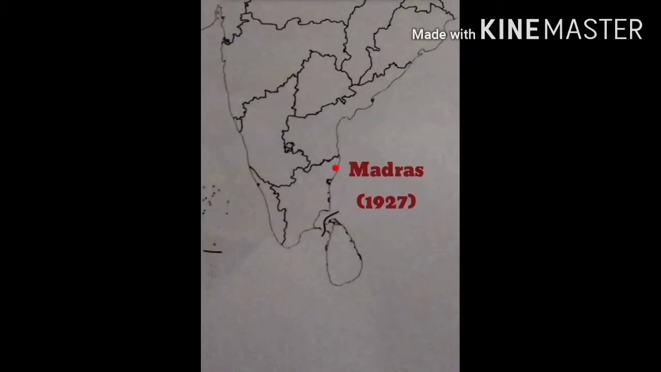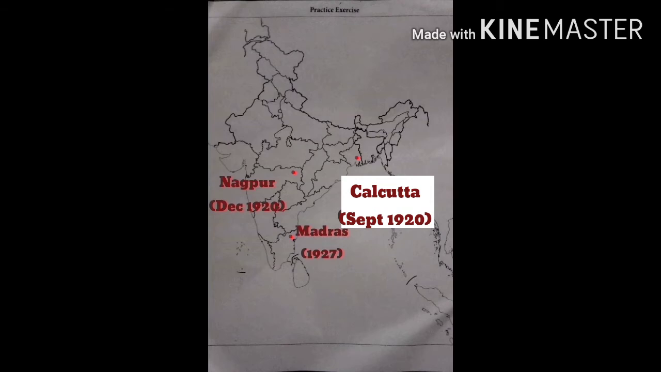Last one. The place where the Indian National Congress session was held in 1927. Answer, Madras. Madras is located on the eastern coast of India. Mark it in Tamil Nadu. Dear students, what happened during this session? During this session, the Congress passed a resolution for the boycott of the Simon Commission. Dear students, we studied the places where Indian National Congress sessions were held between 1918 and 1930. They were Calcutta, Nagpur and Madras.